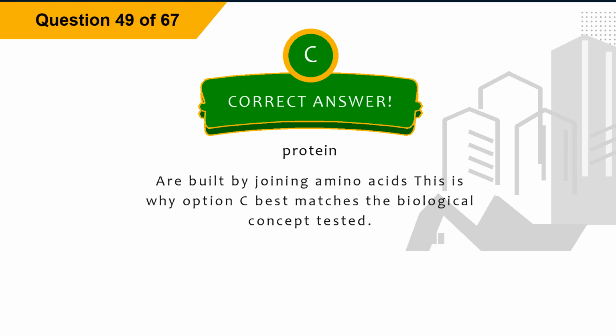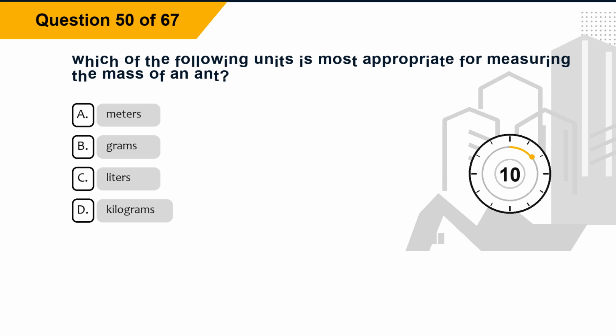Explanation: proteins are built by joining amino acids. This is why option C best matches the biological concept tested. Question 50. Which of the following units is most appropriate for measuring the mass of an ant? Option A, meters. Option B, grams.